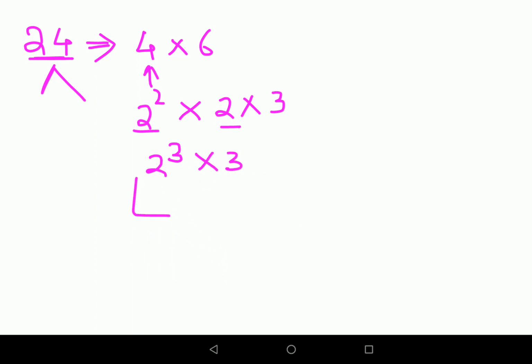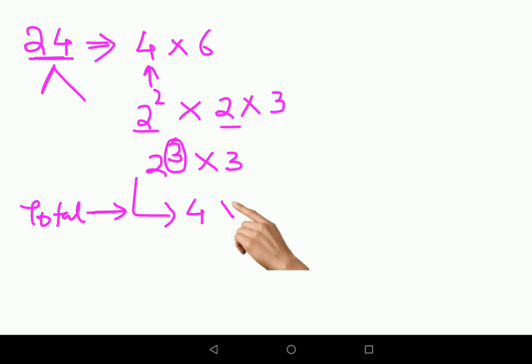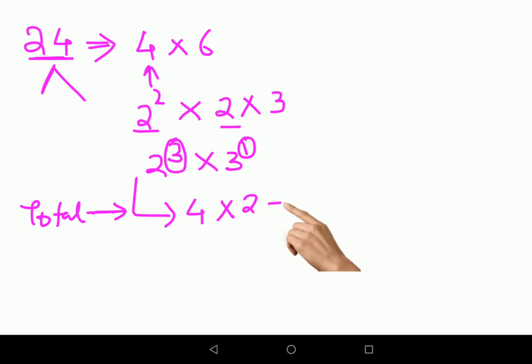And from here, in order to find the total number of factors, we just add 1 to the indices. So 3 plus 1 gets you 4 into, here there is no index, so it is obviously considered as 1, so 1 plus 1 gets you 2. So 4 into 2 gets you 8. That, my dear friends, is your answer for the total number of factors of 24.